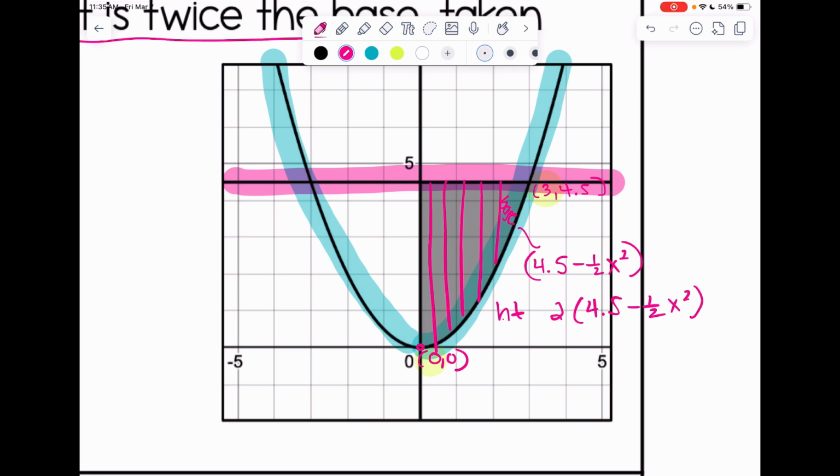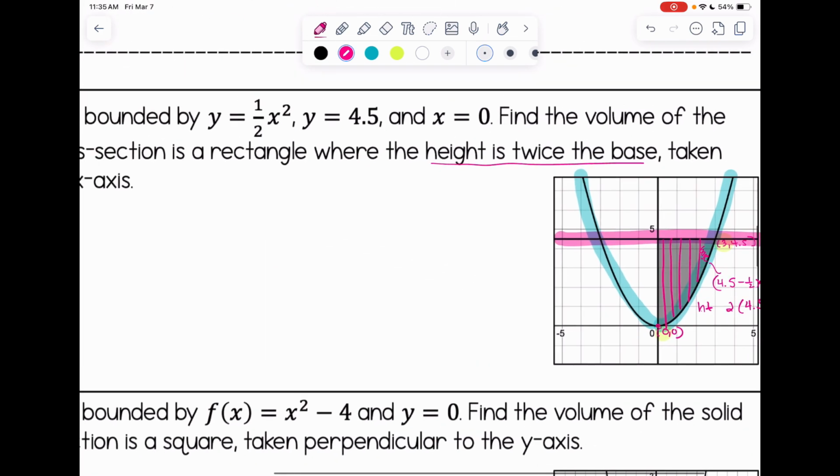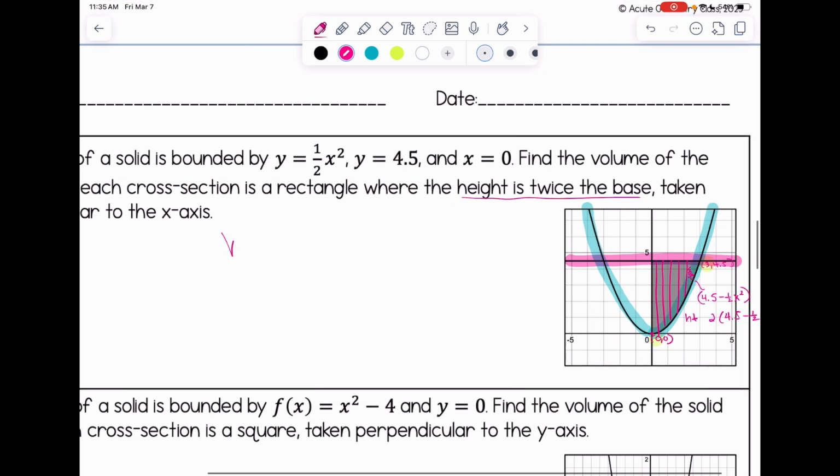But that's the idea here, that we are going to have to look at this picture and determine how do we write the base, how do we write the height, because now remember what we want to do. We want to actually calculate this volume here. So we're going to go from 0 to 3. The area is base times height. Well, we said that the area, the base, is 4.5 minus 1/2 x squared. The height was 2 times that. And again, you may distribute if you'd like. And then we're going to put dx at the end.